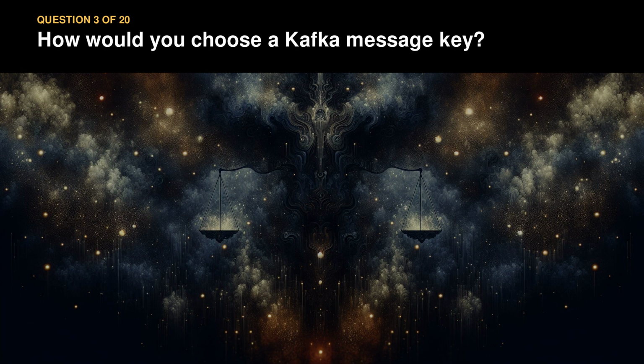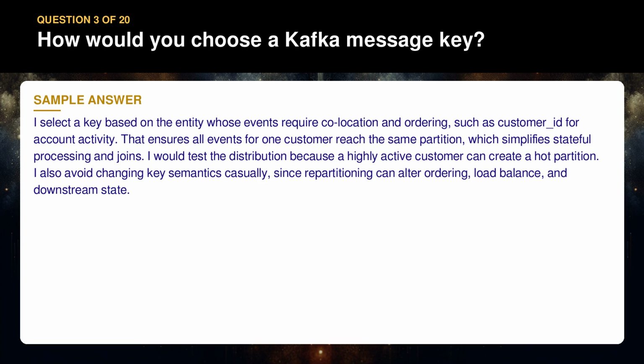Question 3. How would you choose a Kafka message key? I select a key based on the entity whose events require co-location and ordering, such as customer ID for account activity. That ensures all events for one customer reach the same partition, which simplifies stateful processing and joins. I would test the distribution because a highly active customer can create a hot partition. I also avoid changing key semantics casually, since repartitioning can alter ordering, load balance, and downstream state.